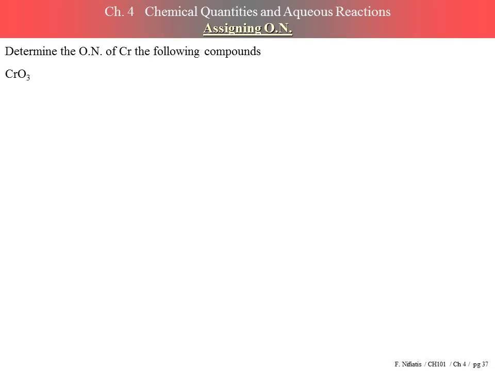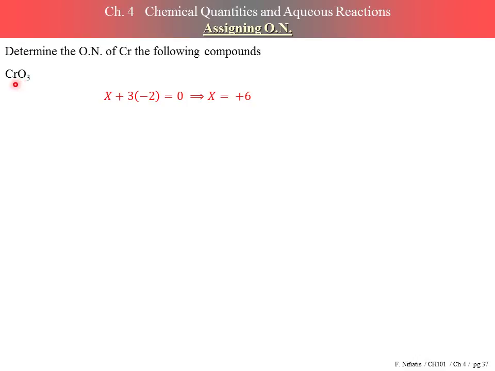Here, determine the oxidation number for the chromium in the following compounds. Go to the periodic table and see the charge that we have for the oxygen, -2, right? So we are going to set up the equation here, setting the oxidation number of the oxygen at -2. So we have chromium, which is going to be X, plus 3 times -2 equals the charge. What is the charge? 0. Here we are. And solve for X. That's the oxidation number of the chromium.